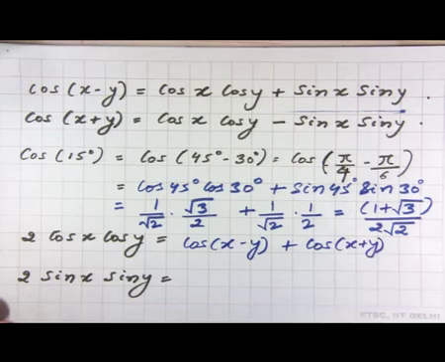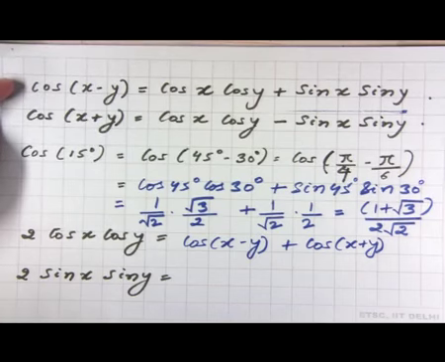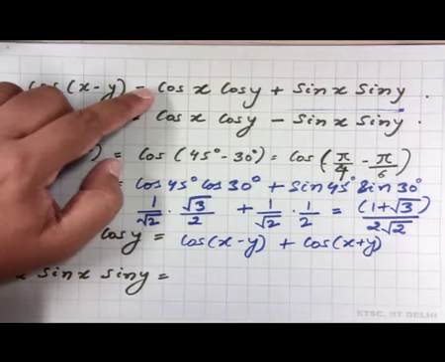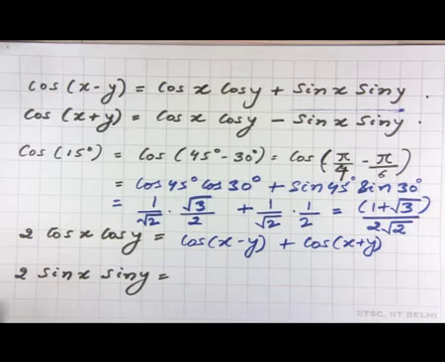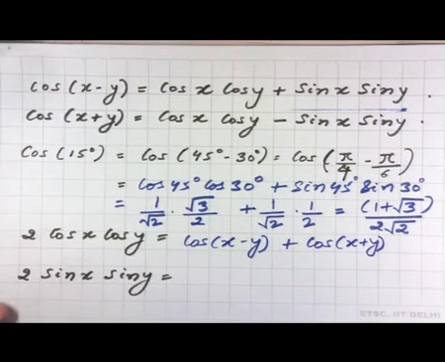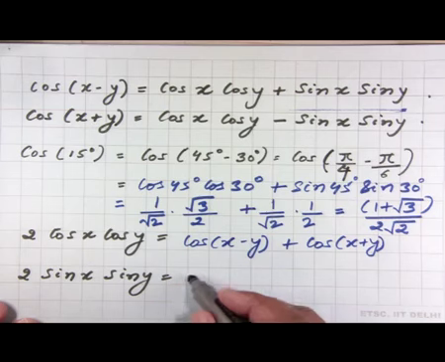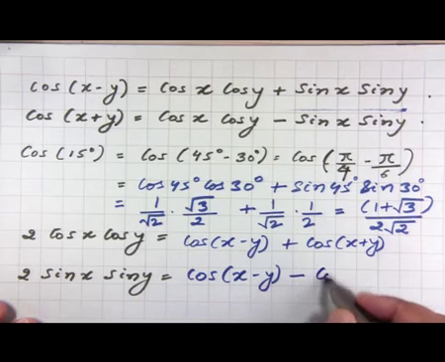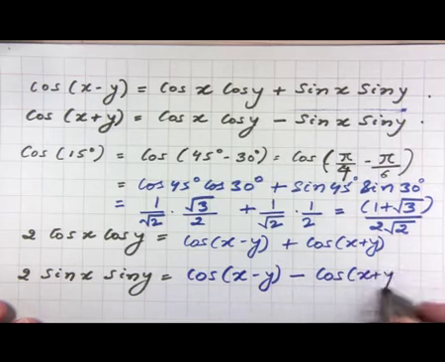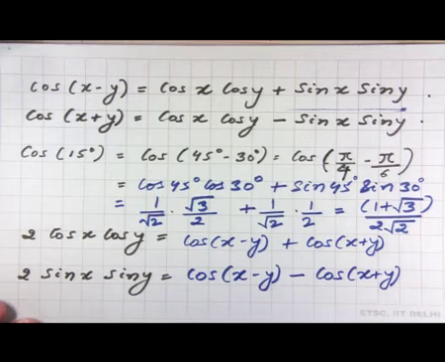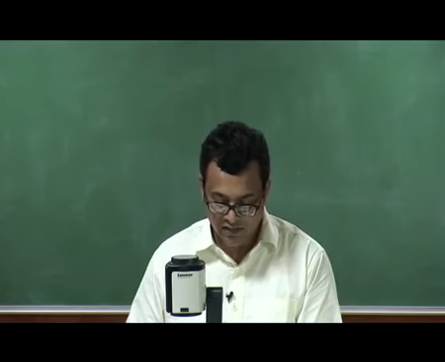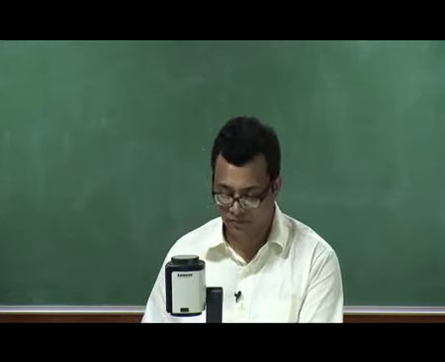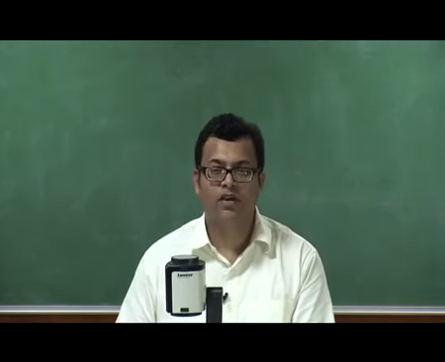And similarly, if we compute cos of x minus y minus cos of x plus y, then this term in both these equations will get cancelled and we will get 2 sin x sin y. So, 2 sin x sin y is equal to cos of x minus y minus cos of x plus y. Later on when we do a lot of examples, you will see that this type of formula will be very handy and it will be good if you can memorize it.